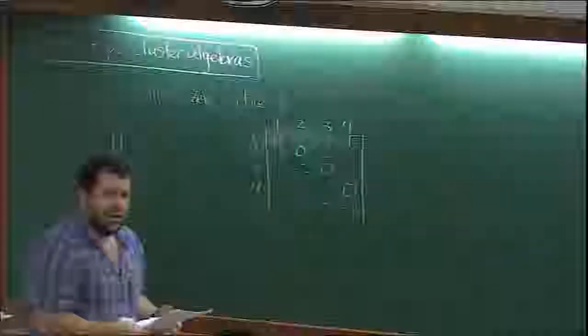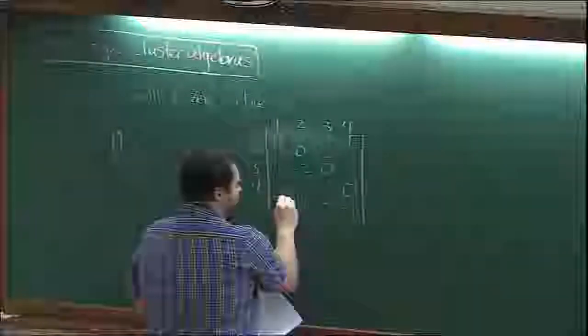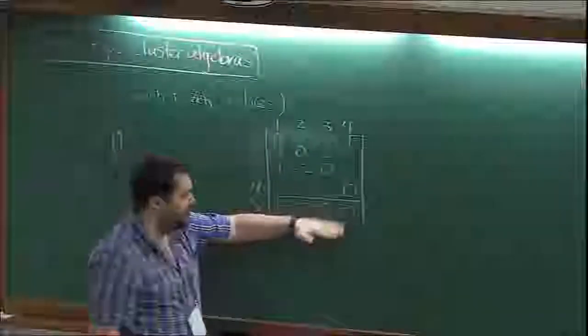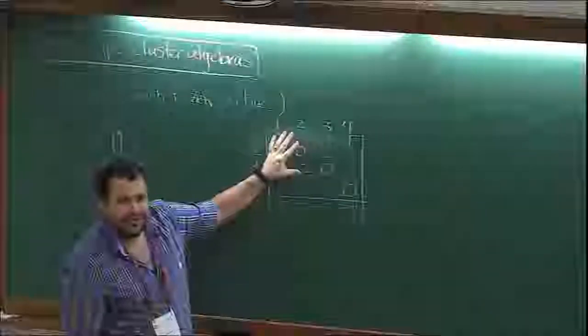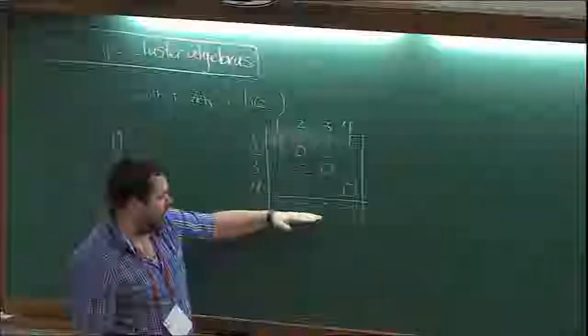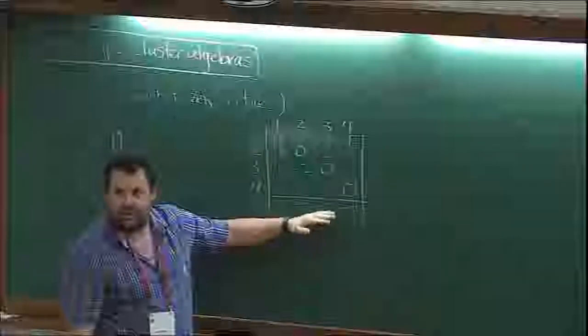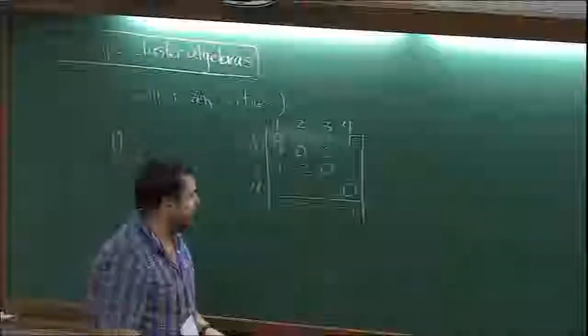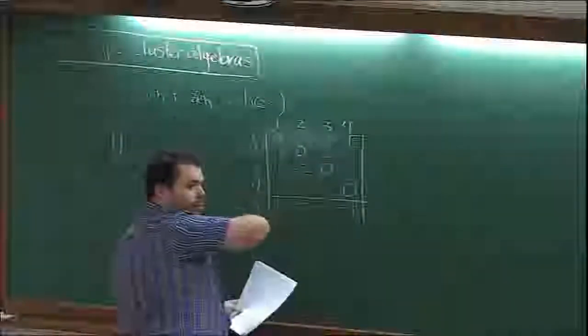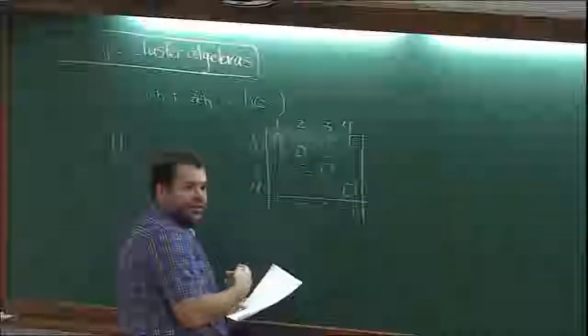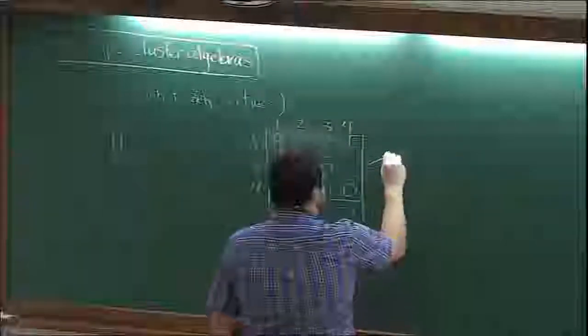And if I split this matrix into two pieces, this is called the principal part, and this is everything else that has to do with the frozen vertices. Then it turns out that this principal part is a skew-symmetric matrix.